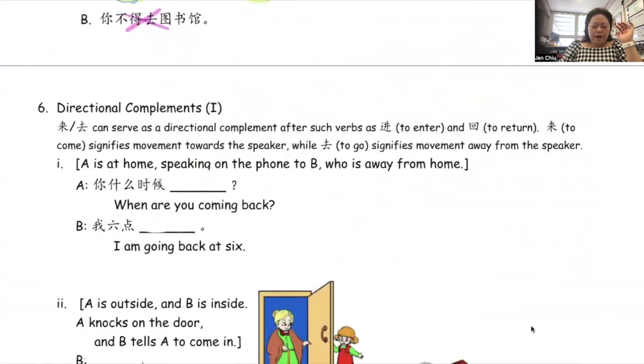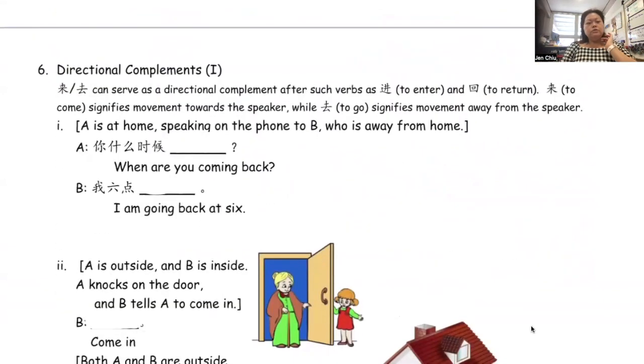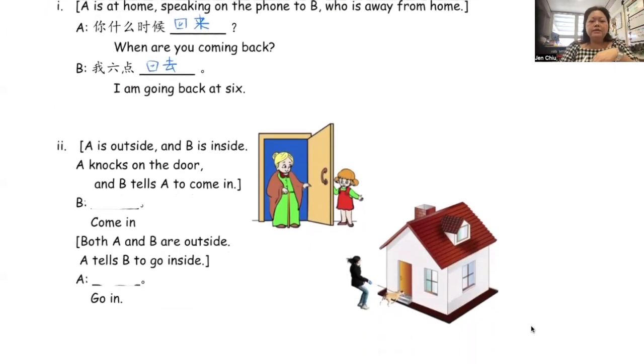Okay? All right. Last part is 6, directional complements. 来 is come, 去 is to go. In the first question, A is at home talking to B on the phone who's away from home. So you will ask 你什么时候回来 because you're coming back to me. And the response, because he is far away, he will say 我6点回去. I'm going to go back to you, right? 回去, not 回来.